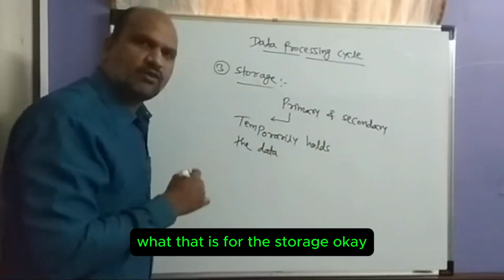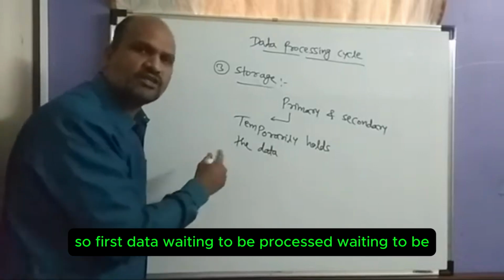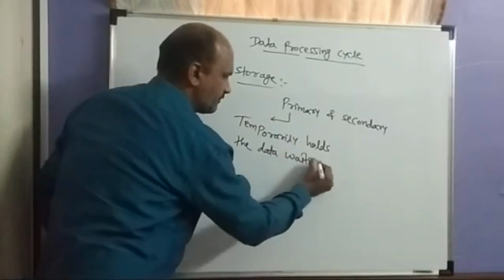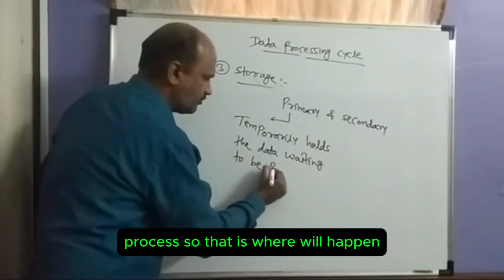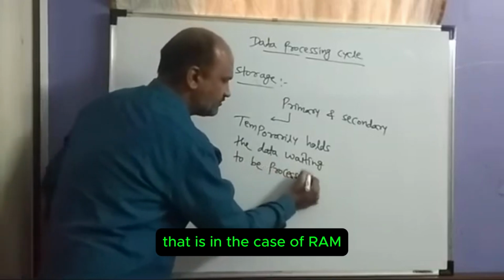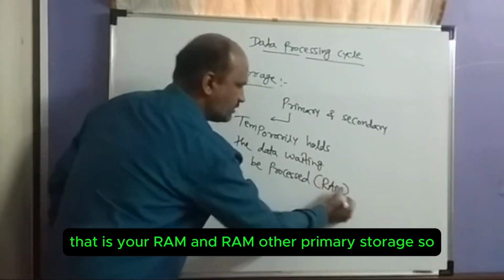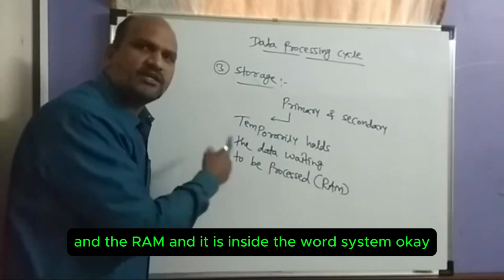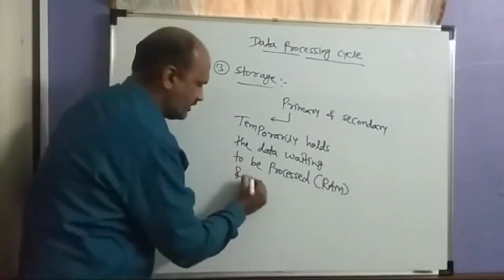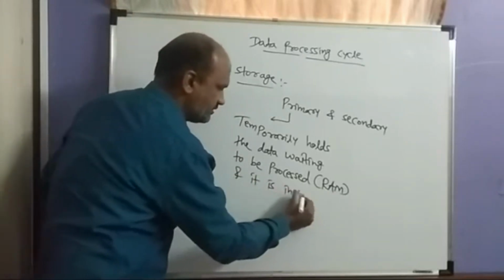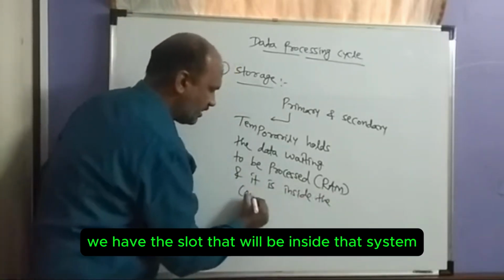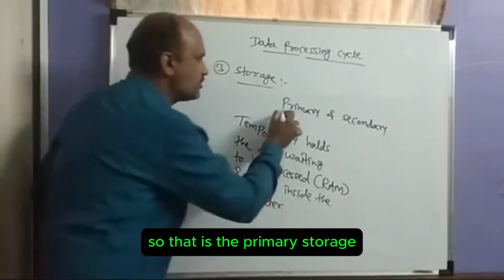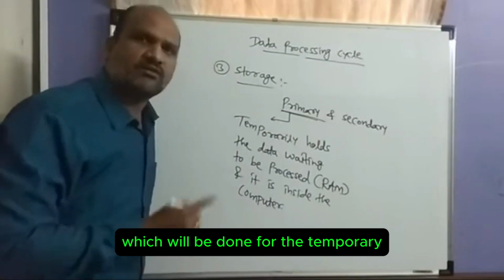It holds the data waiting to be processed. That is the case of RAM, and your RAM and ROM are the primary storage. The RAM is inside your system, inside the computer. We have the slot for the RAM inside the system. So that is the primary storage, which is used for temporary storage.